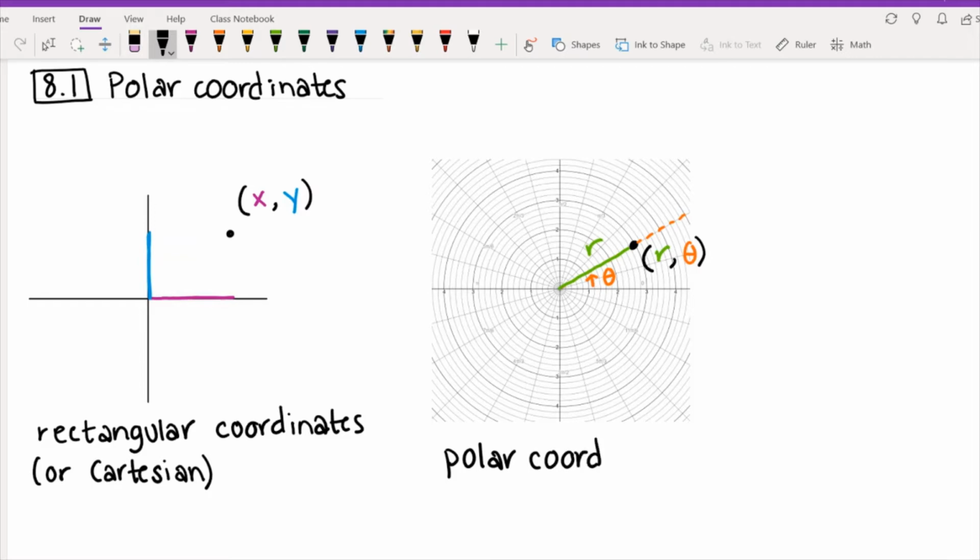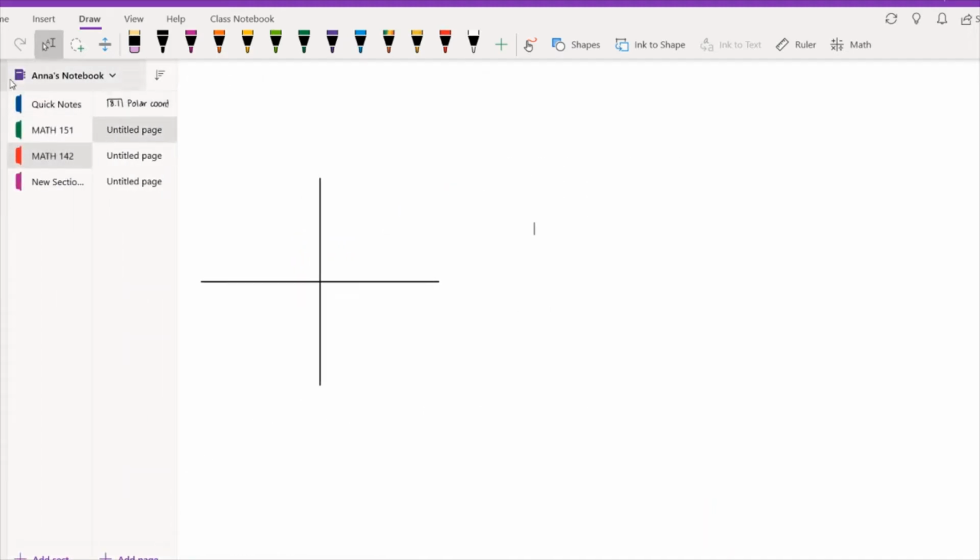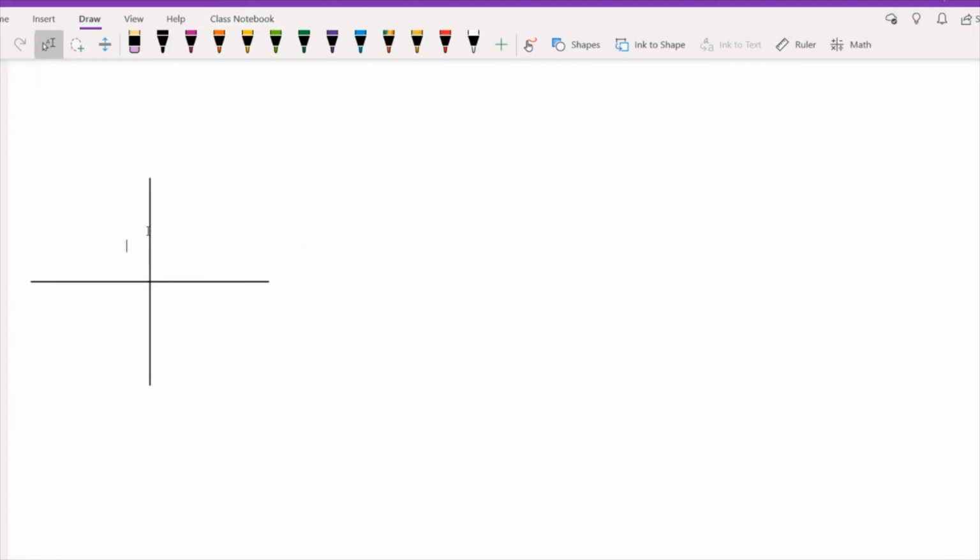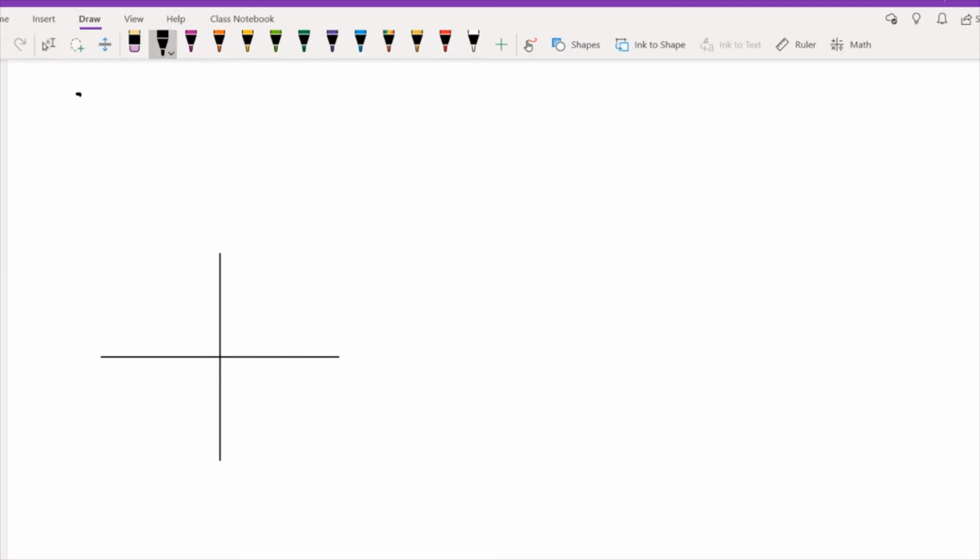In yesterday's video, we basically just focused on graphing points using polar coordinates. And then today we're going to talk about how you can go back and forth between rectangular and polar. So we're going to start by talking about if you start with a point that's in rectangular coordinates, how you get it into polar coordinates. So, converting rectangular to polar coordinates.